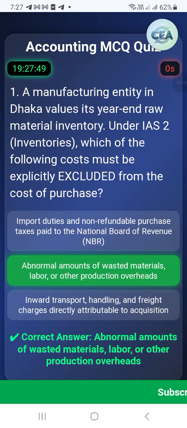Correct answer is abnormal amounts of wasted materials, labor, or other production overheads.